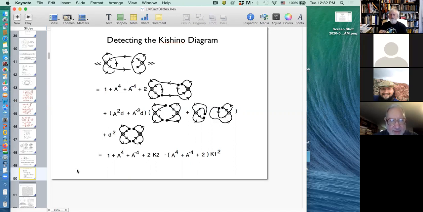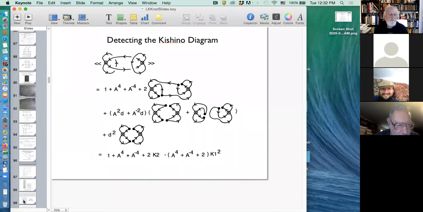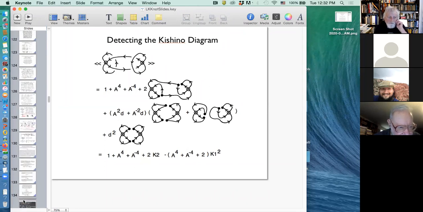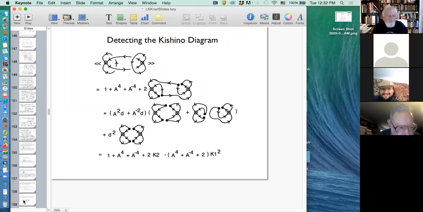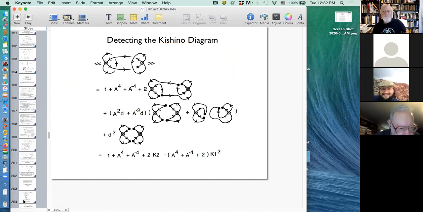Other questions about it? Okay, a comment about this slideshow, which I keep accumulating and putting in the Dropbox. This slideshow now contains more about the functional integral approach to the knot invariant. And it contains one thing that I thought I might show you, if I can quickly find it, that I thought was interesting. Let me find it.